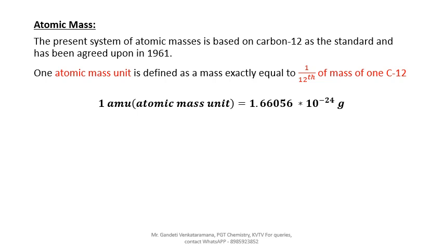What is the full form of AMU? Atomic mass unit. It is equal to 1.66056 into 10 power minus 24 grams. So this value is very important. At least you have to remember 1.6 into 10 power minus 24 grams. This is the value of 1 AMU, atomic mass unit.